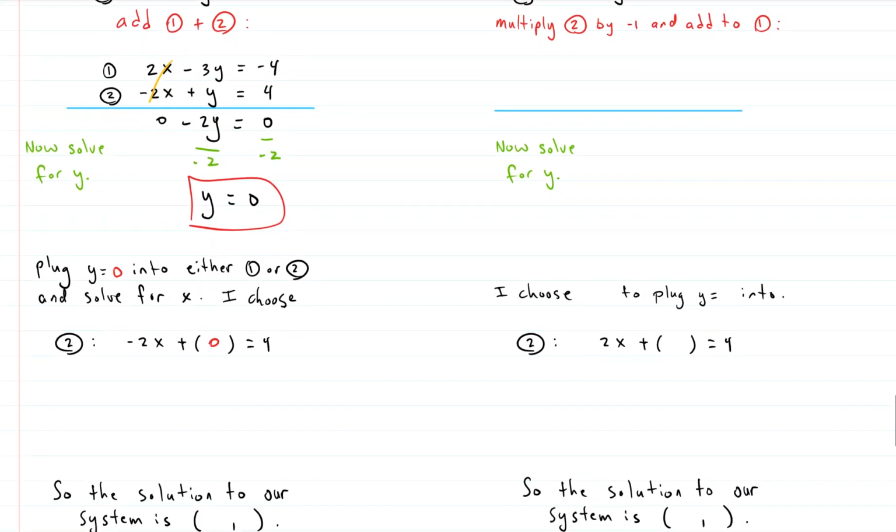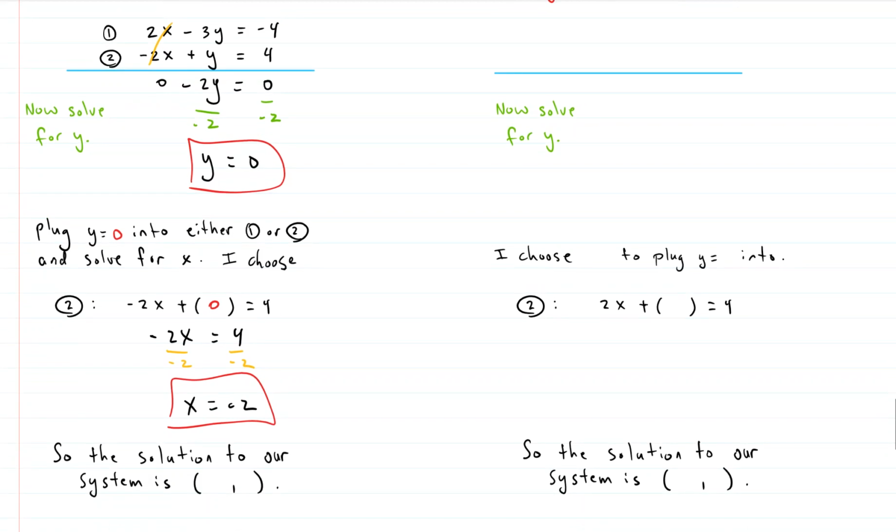And now we just solve for x because that's all we have left. So we have -2x equals 4. And if we divide both sides by -2, then that gives us x equals -2. And we found our xy coordinates. So we found one solution. So our answer then would be x equals -2 and y equals 0. That's the solution to our system.